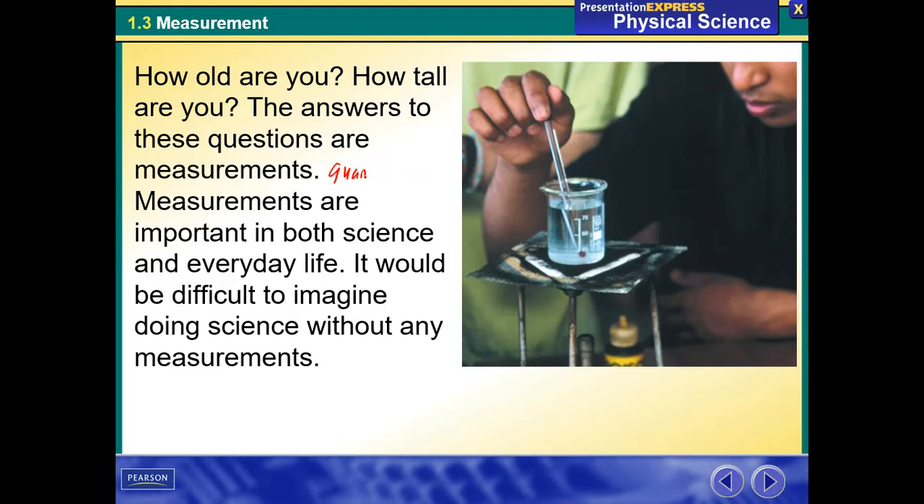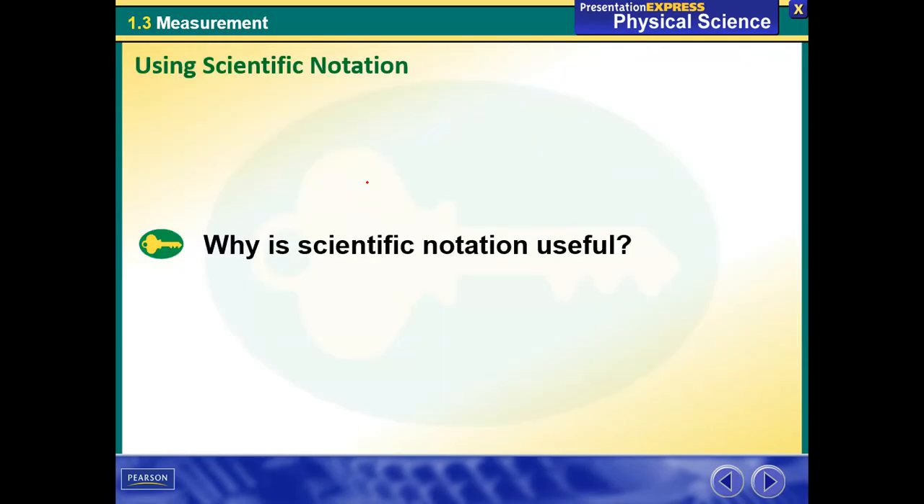Remember, these are quantitative data. It has to do with numbers. Measurements are important in both science and everyday life, and it would be pretty difficult to do science without taking any measurements. If you get to upper level science, even something as basic as biology, when you're learning about the human body or things around us, we are going to use quantitative data or measurements. What we're going to focus on today in terms of measurements is scientific notation. So our key question in this section is, why is scientific notation useful?